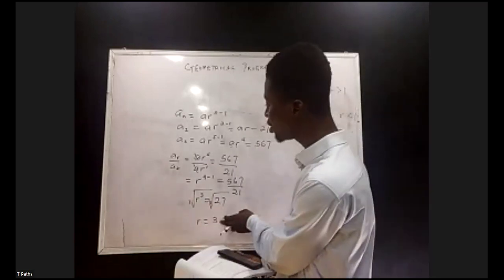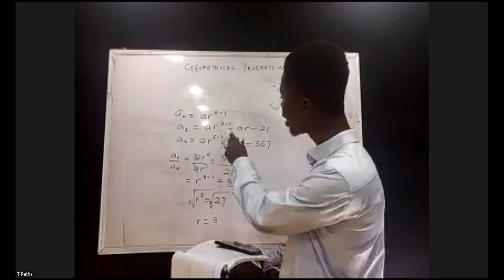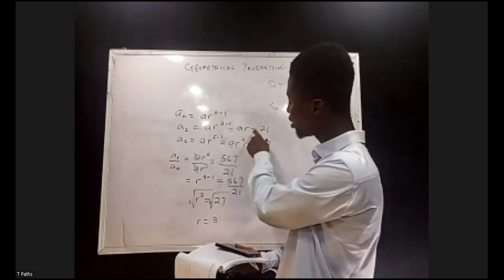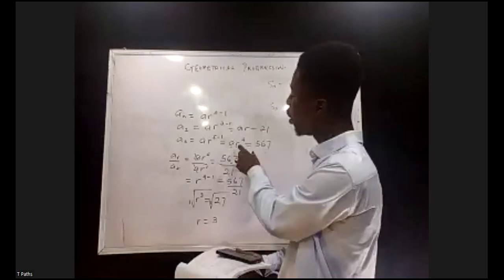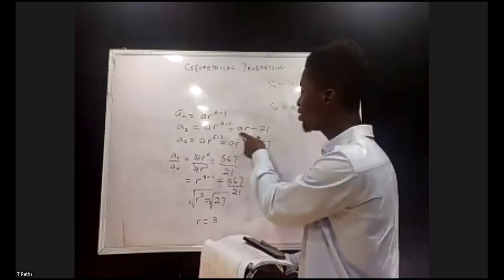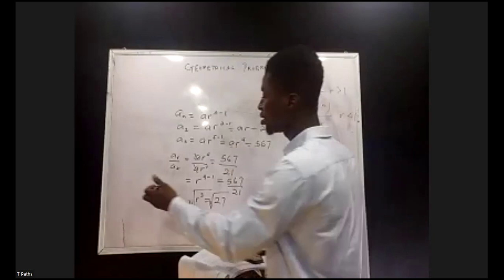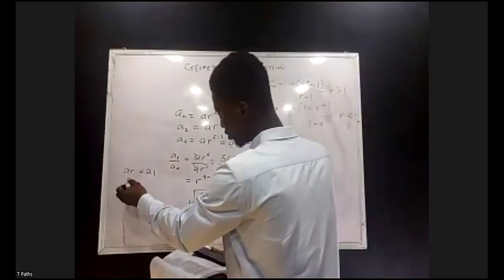Now, since you know the common ratio, you can pick either one of these two to get your first term. I can pick this, AR equals 21. Since I know what my R is, I can easily get A. Or I pick this one and I can also get my what? We get the same answer. So let's use this first one. AR equals what? Equals 21.